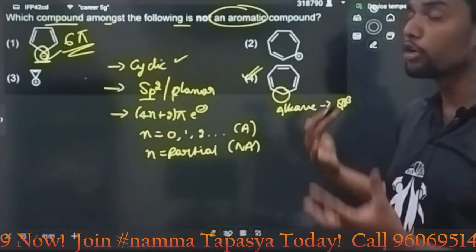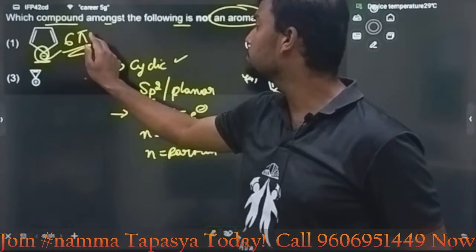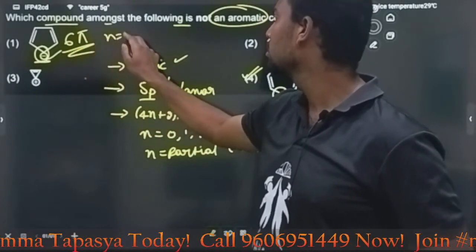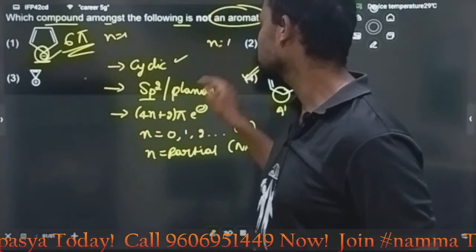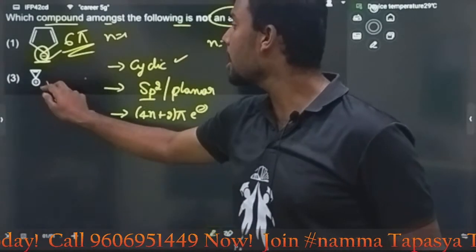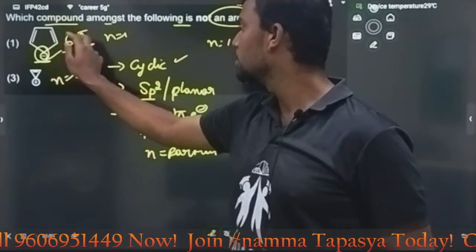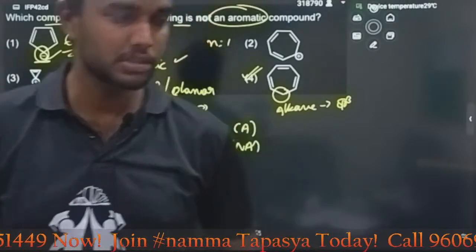You need to calculate the 4n plus 2. Here 6 pi is there, 6 pi, n value is 1. Here also 6 pi, n is equal to 1. Here in this option, n is equal to 0. Why? 2 pi electrons are there.